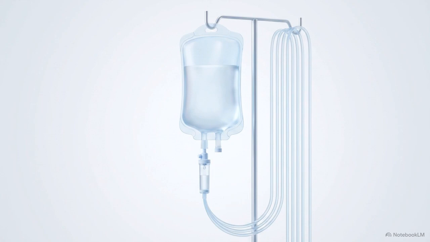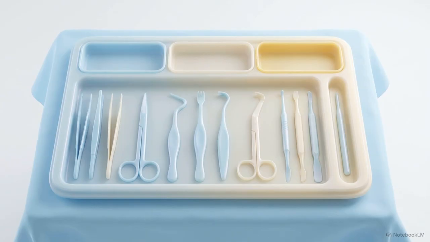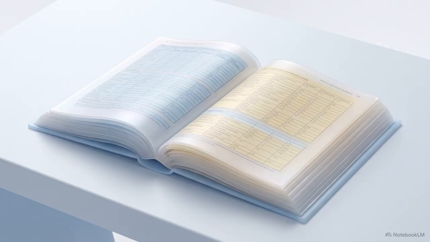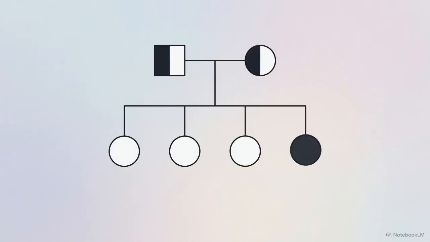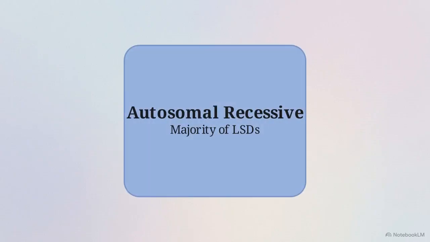Classifying the exact subtype of LSD determines whether a patient receives a standard intravenous enzyme drip or requires a high-risk surgical intervention to save their brain. The clinical matrix for these diseases is dense, so navigation requires a strict heuristic. The baseline genetic rule is that almost all lysosomal storage diseases follow an autosomal recessive inheritance pattern. This diagram demonstrates the required diagnostic shortcut.